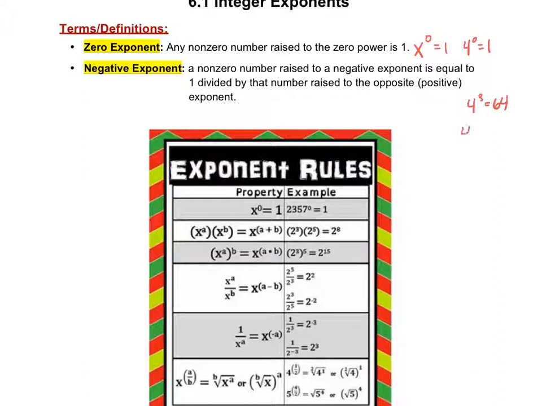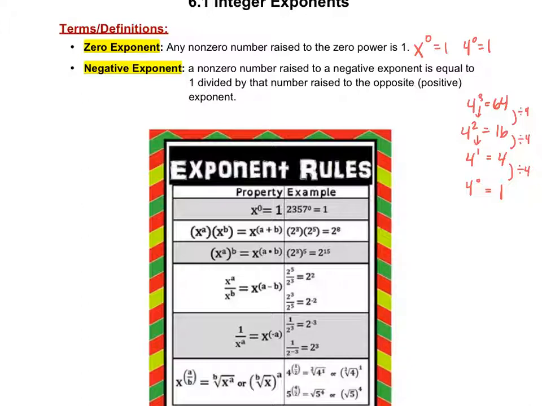It means 4 times 4 times 4. 4 squared is 16. 4 to the first is 4. And if you look, the pattern each time is dividing by 4. So if I divide by 4 again, 4 divided by 4, I get 1. And if I drop my exponent down 1 each time, I would end up at 4 to the 0. So anything to the 0 power is 1.